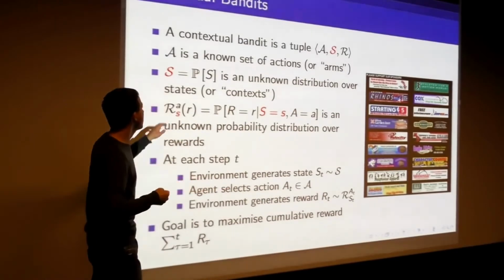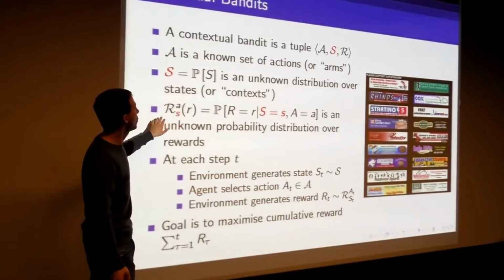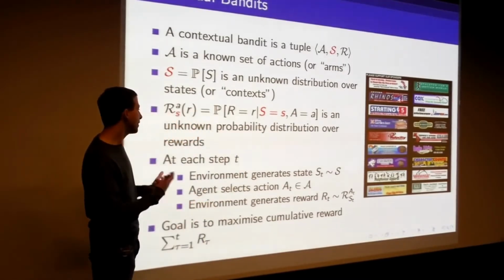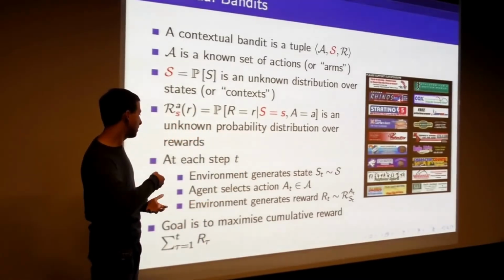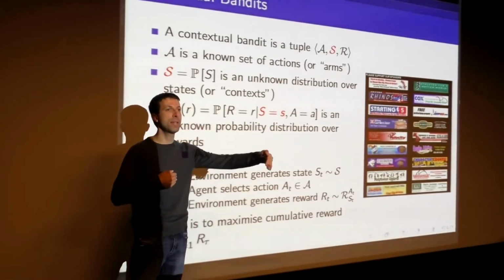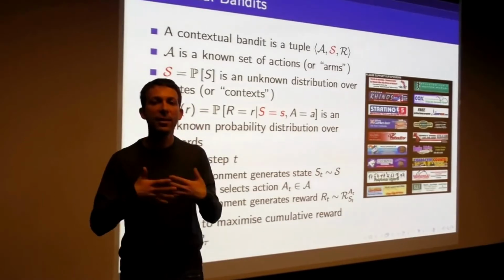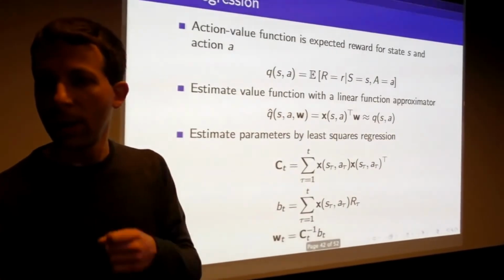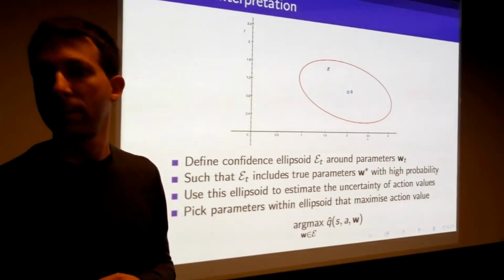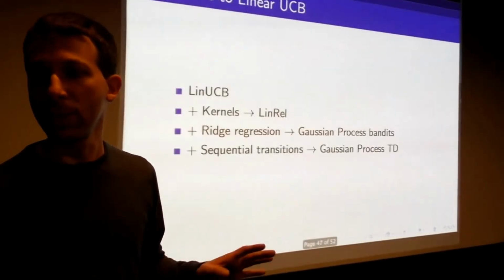And so we basically extend our reward function to depend on the state as well as the action. And now at every step, we're basically picking this action, and we're again trying to maximize the cumulative reward that we get over many, many steps. And this is the contextual bandit problem. And I think you can just read about this.